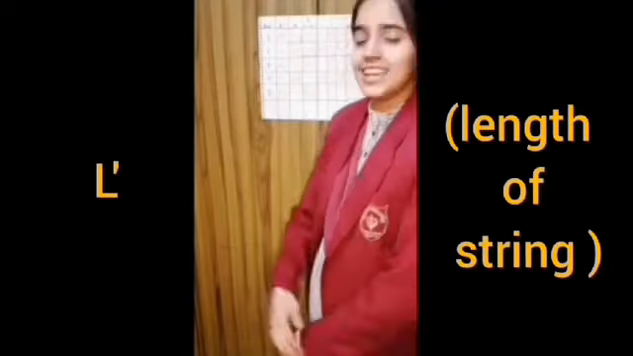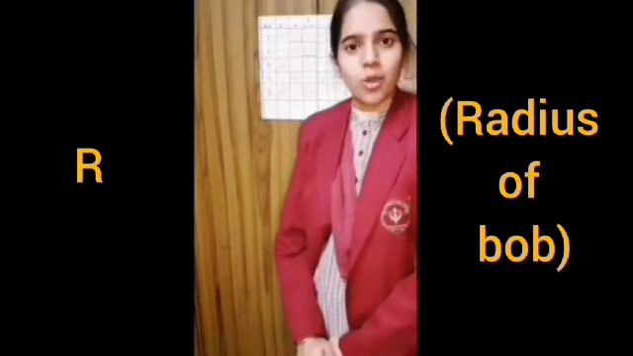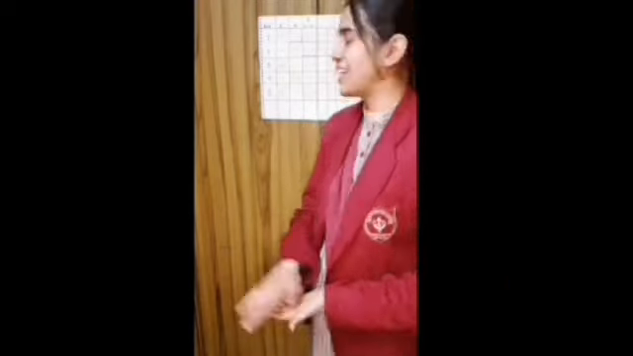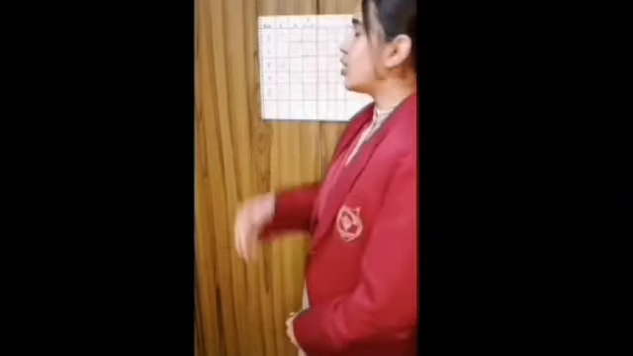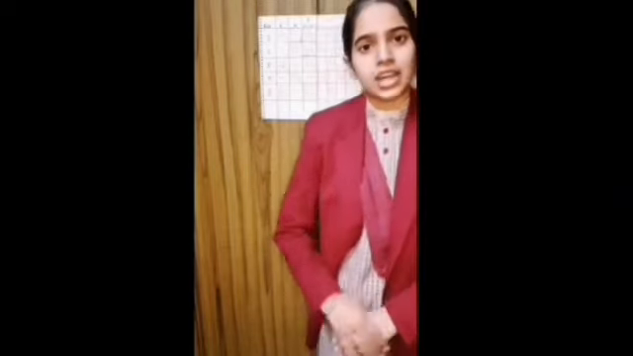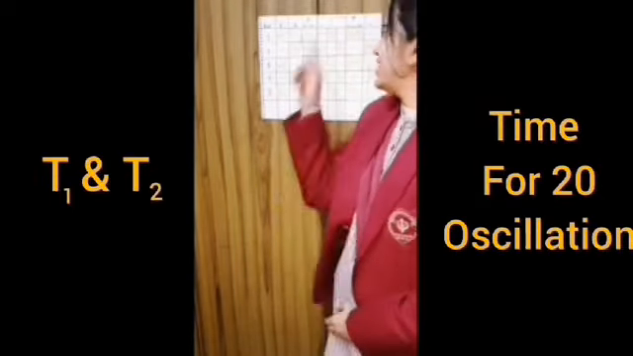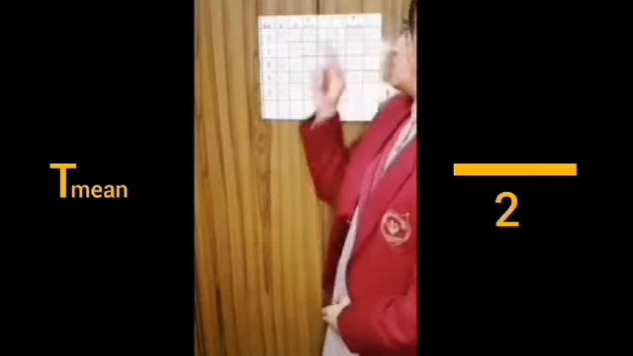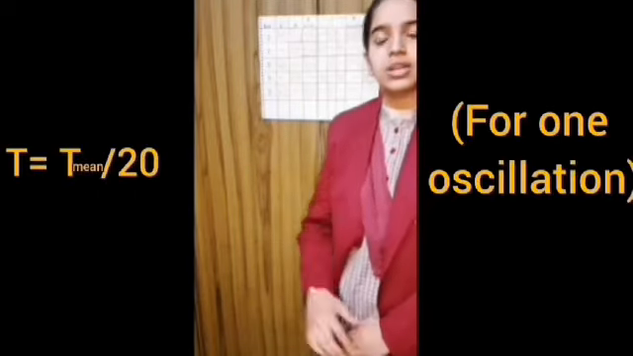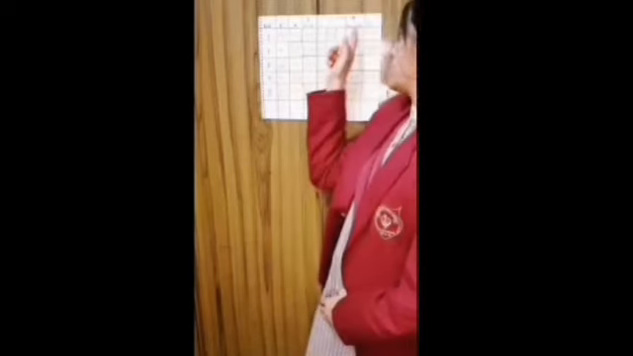As we do the oscillations at different lengths, here is the result. L is the length of the string or cotton thread. R is the radius of the bob that we measure with the help of a vernier caliper. L is the length of the string plus the radius of the bob. Then the time for 20 oscillations: as we oscillate our bob 20 times, here we calculate our time. T1 and T2 are the times for 20 oscillations. We calculate our T mean: T1 plus T2 divided by 2 is the T mean. T is T mean divided by 20. That means we calculate the time for one oscillation. Here is the T.